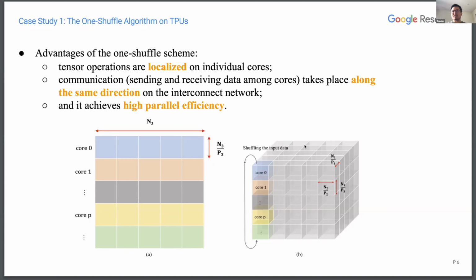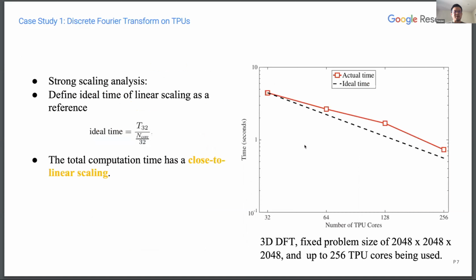Let's see the scaling analysis. This is a 3D DFT of size 2K by 2K by 2K. We plot a strong scaling from 32 cores all the way to 256 cores. You can see that the scaling, in terms of computation time, is approximately linear, or close to linear.